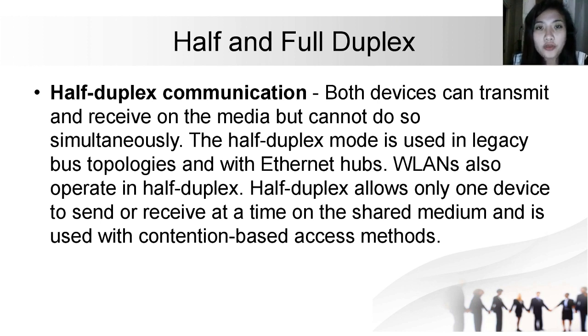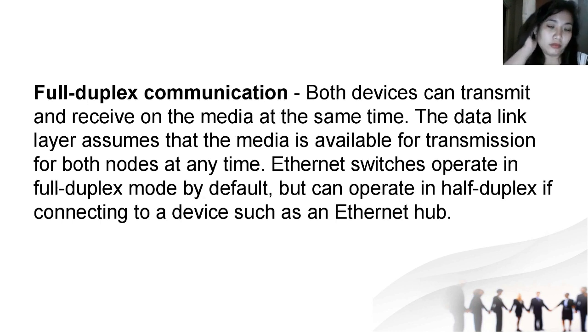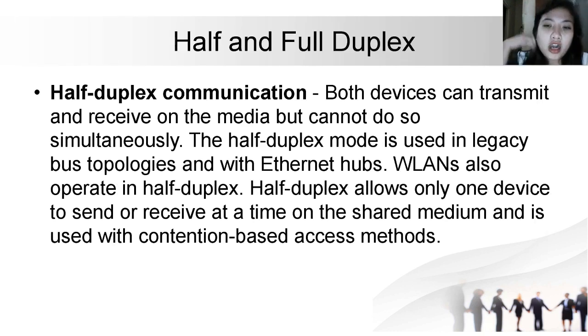Half and full duplex. Half duplex communication. Both devices can transmit and receive on the media but cannot do so simultaneously. The half-duplex mode is used in legacy bus topologies and with Ethernet hubs. WLANs also operate in half-duplex. Half-duplex allows only one device to send or receive at a time on the shared medium and is used with contention-based access methods.